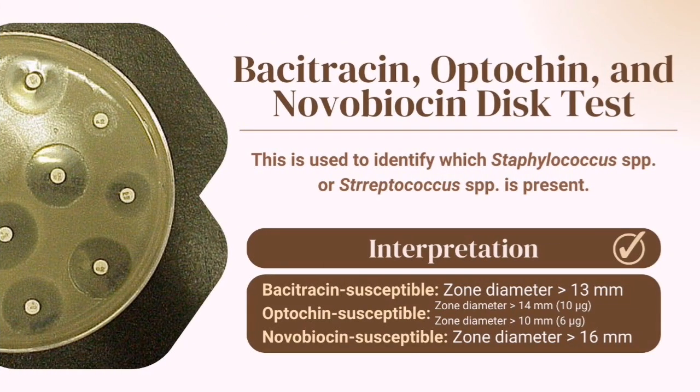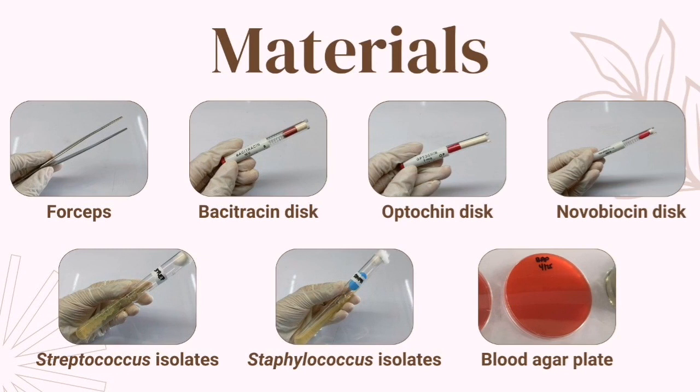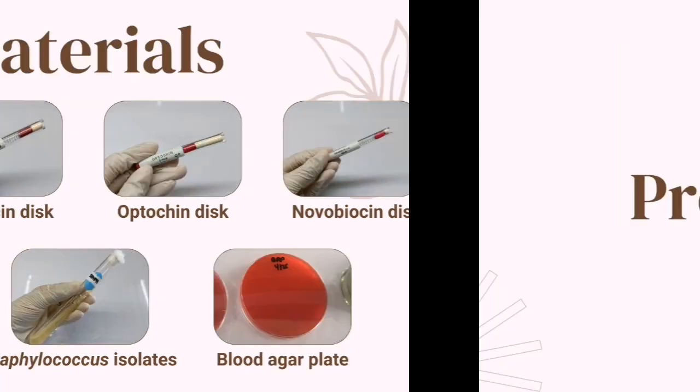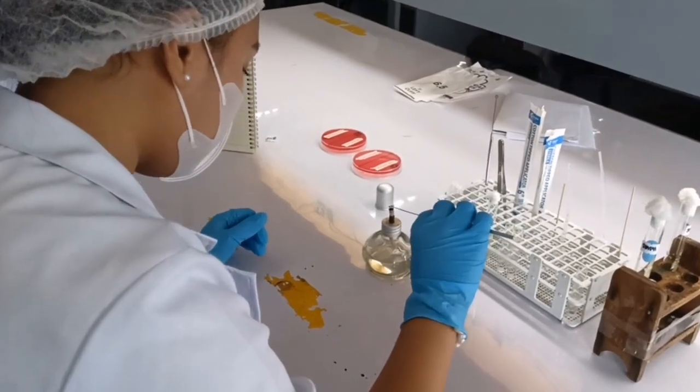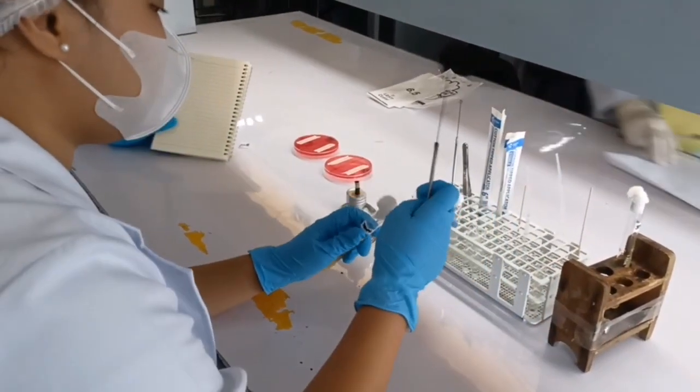This test is an example of antimicrobial susceptibility testing. It is used to identify which species is present, as well as to determine which antibiotic should be used against certain species. The materials used are the following: forceps, bacitracin disc, optochin disc, novobiocin disc, Streptococcus isolates, Staphylococcus isolates, and blood agar plate. First, you have to standardize the inoculum by comparing its turbidity to McFarland standard.